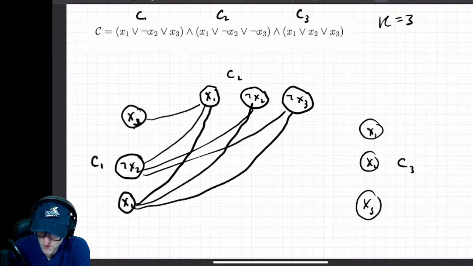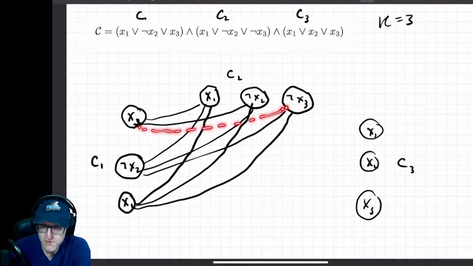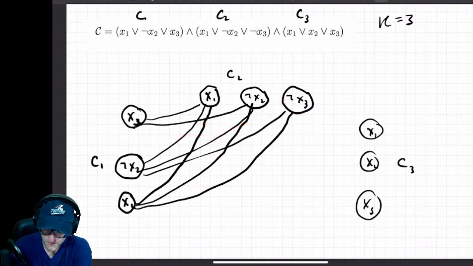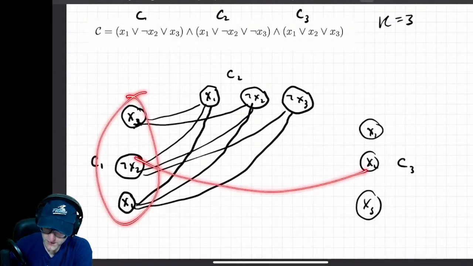x3 will go to x1 and x2, but be careful, right? Do we go from x3 over to the negation of x3? No, those are not consistent. This is x3, a literal x3, and this is the negation of that literal. So I do not draw that edge. Okay? Now let's go ahead and take care of the first clause with this clause over here.